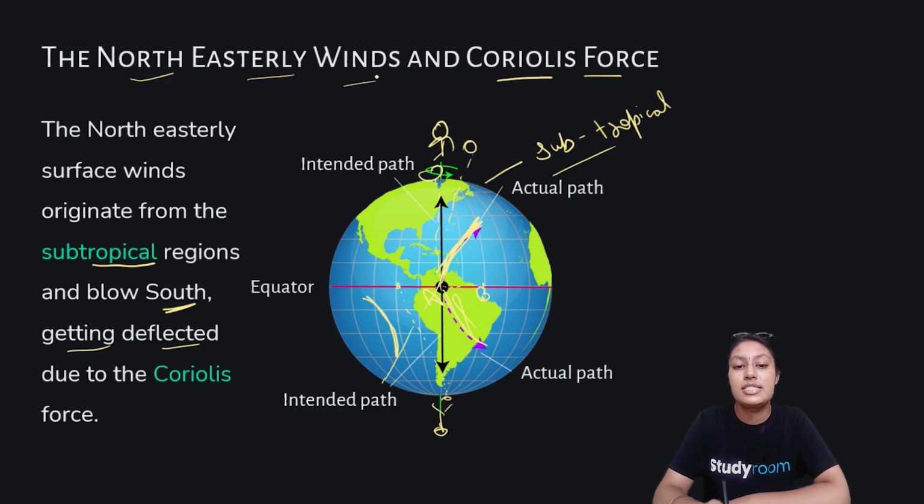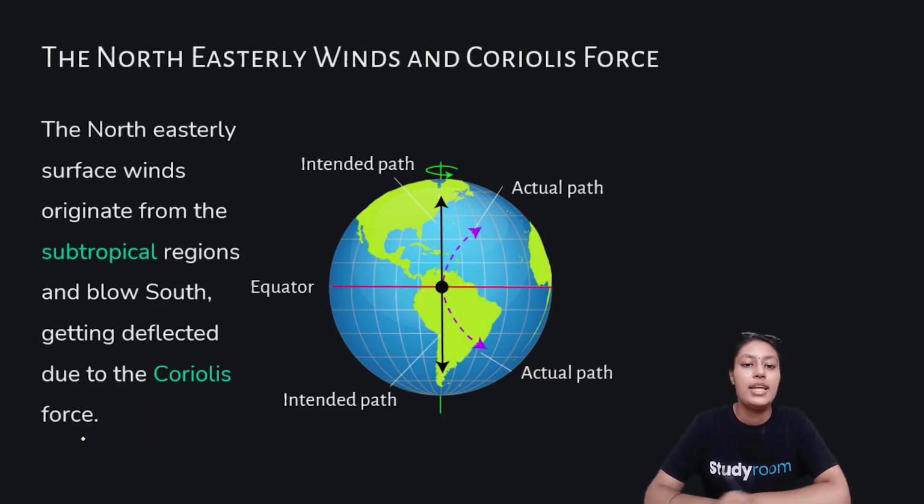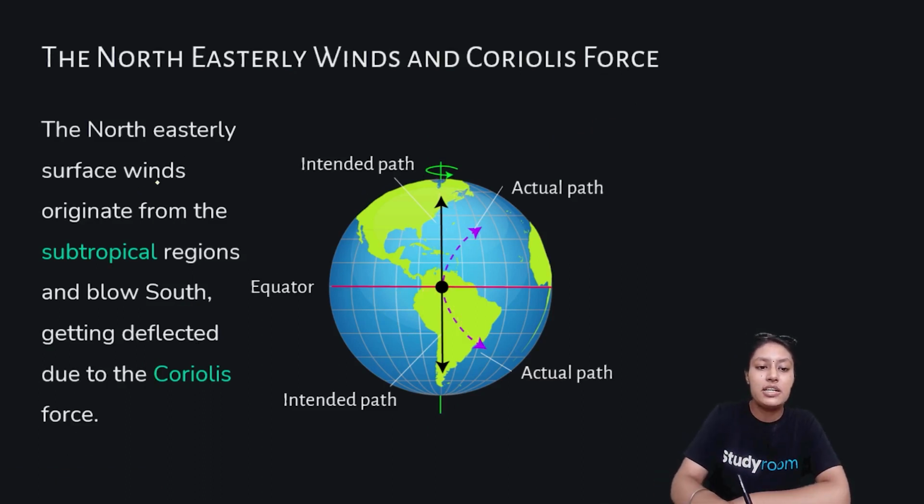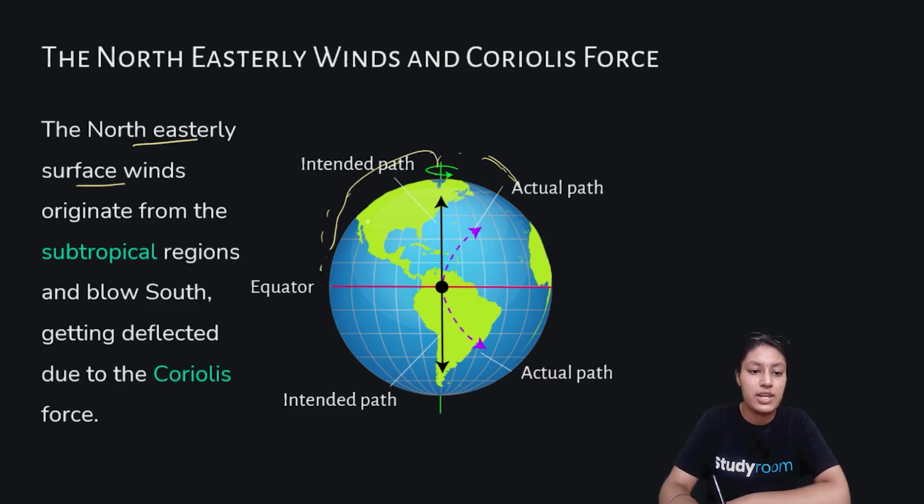And we have studied this in the concept of northeasterly winds. Simply, let me revise it for you if you're getting confused. Simply, the northeasterly surface winds mean the winds are of the northern sides or northeastern sides. So winds of this side originate from the subtropical.